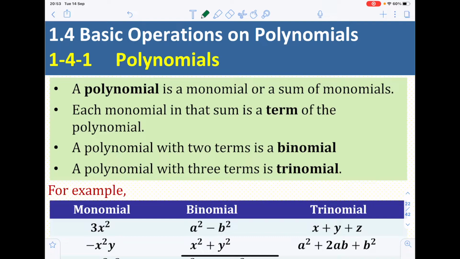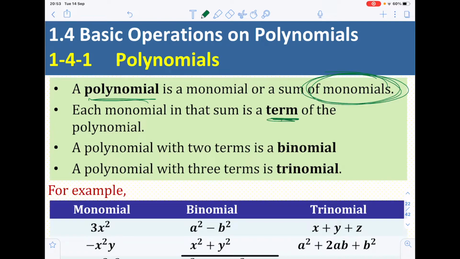A polynomial is a monomial or sum of monomials. Each monomial in that sum is a term of the polynomial. So polynomial means "many terms", not a monomial, one term. The polynomial has more than one term. So the polynomial contains more than one monomial, and each one of those we call a term.